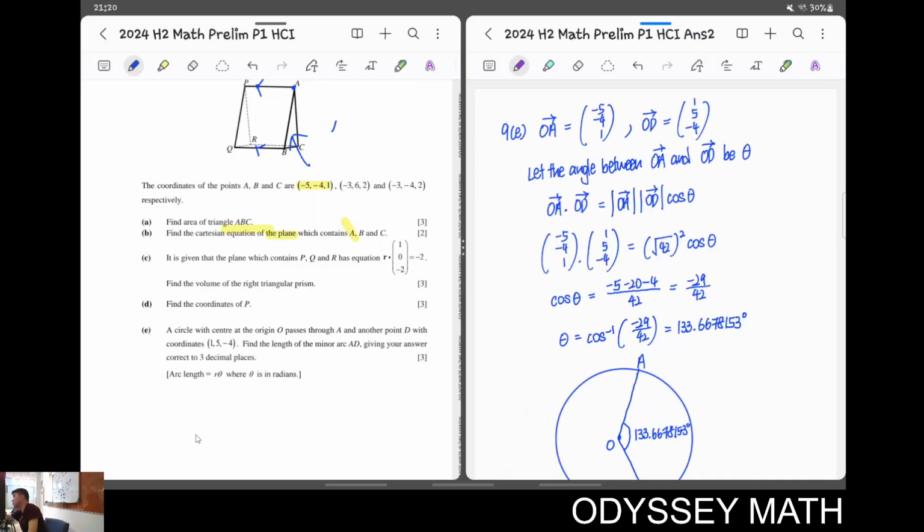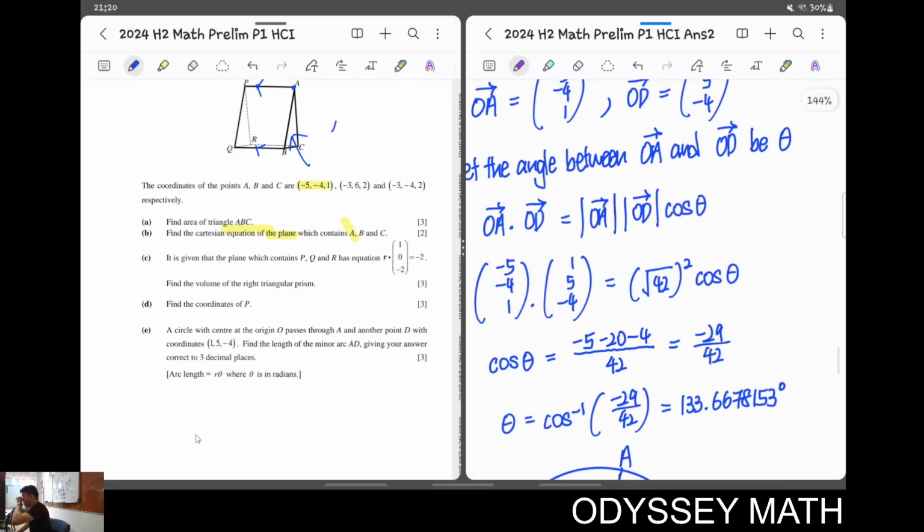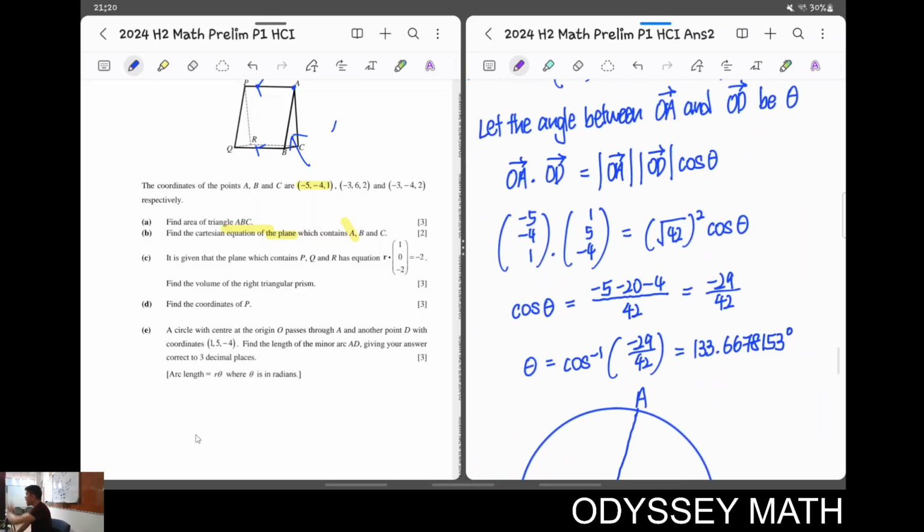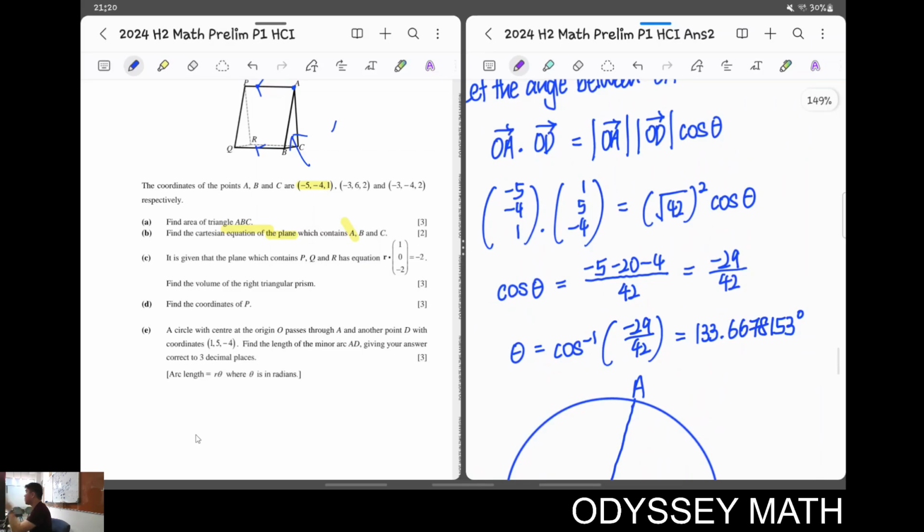Then I use the dot product formula, the scalar product formula. OA dot OD equals mod OA mod OD cosine theta. Solve for theta. Here it's not the basic angle anymore. You just simply take the cosine inverse of negative 29/42. It's a straightforward method to get the angle. You can do the basic angle, but later you have to draw the ASTC. You will still get the same answer. So just straight away do it.